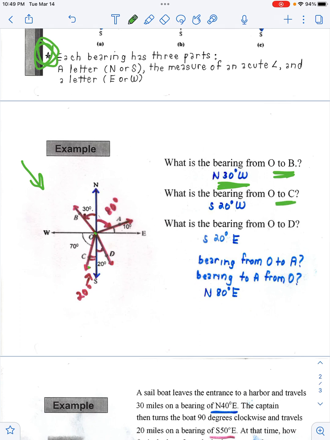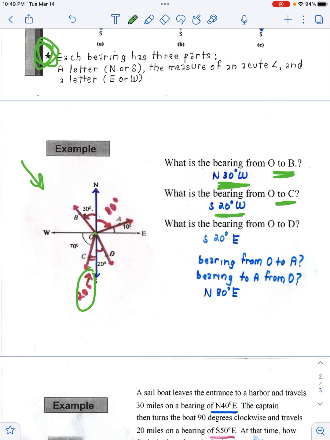How about the bearing from point O to C? Well, find the ray OC in quadrant 3, and we're going down and to the left. Down is south. To the left is west, so our bearing is southwest, but sandwiched in between is that acute angle that's formed between the ray OC and the north-south line, and that would have to be 20 degrees. So the bearing from O to C is south 20 degrees west.